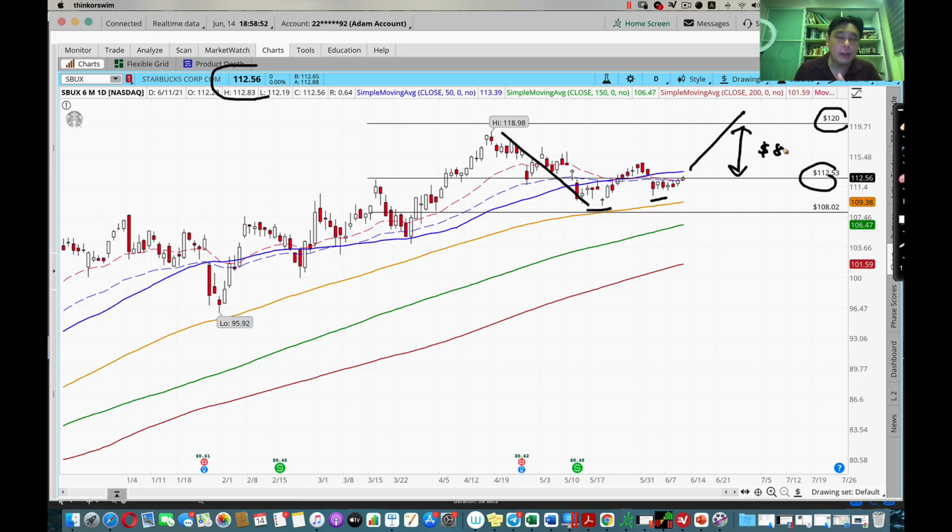Now again, it's a trade, so you've got to put a stop loss. So let's put a stop loss, say, right below those previous swing lows at, say, 108. So between 112 and 108, that's about a $4 risk per share, right? We call this 1R, we call this 2R. So we are risking $4 to make $8.